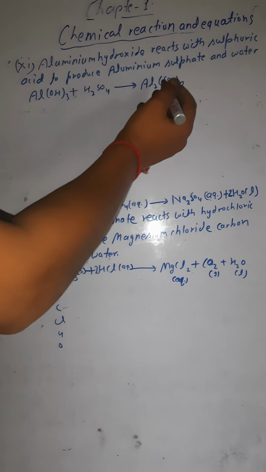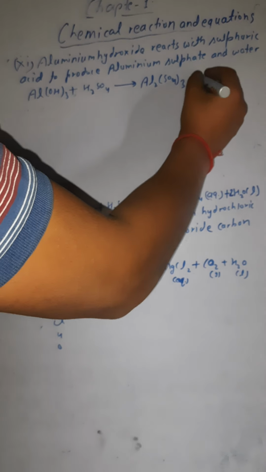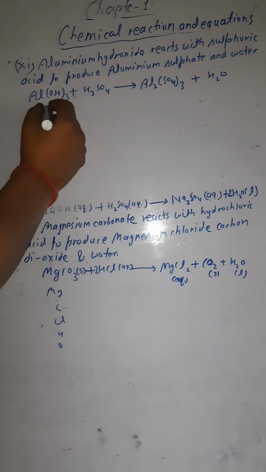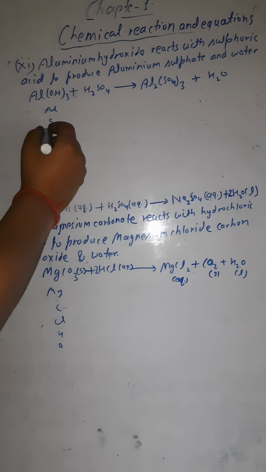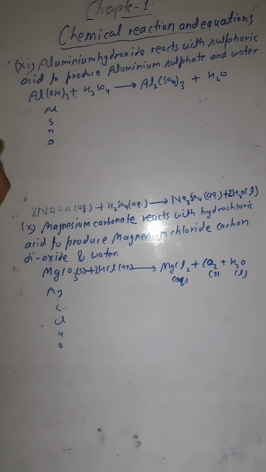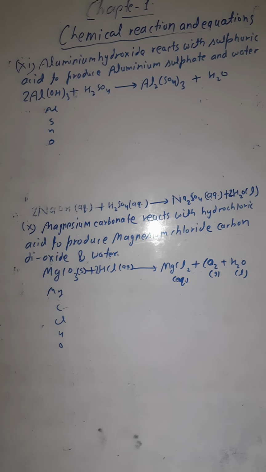Okay, now next one is and water. It produces water also. Now let's balance this. So first we'll balance aluminium, then sulfur, then hydrogen, then oxygen. Okay, so let's balance in this sequence. So first aluminium, one atom, here two atoms, so multiply here by 2. It's clear to you now? Good. So multiply here by 2.